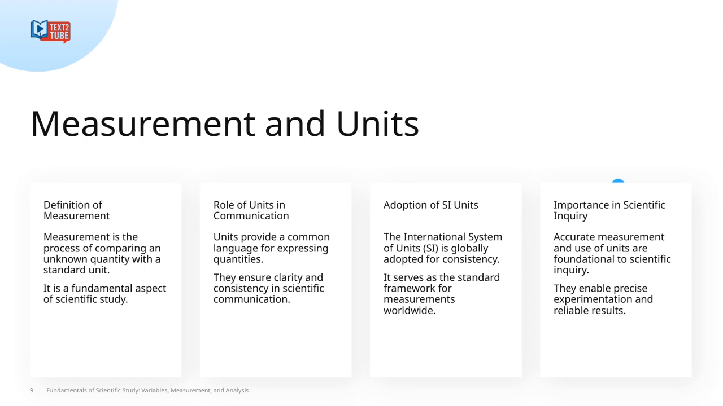Accurate measurement and proper use of units are essential because they form the backbone of scientific inquiry. They enable us to perform precise experiments and trust the results we obtain. Think of units as a common language for expressing quantities. They make our scientific communication clear and consistent. Measurement itself is the process of comparing an unknown quantity to a standard unit. It's such a basic yet vital part of science, helping us quantify and understand the world around us. Without proper measurement and units, our scientific conclusions wouldn't hold the same weight or clarity.